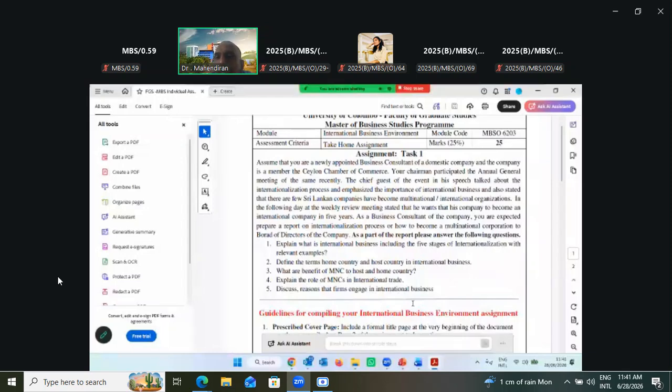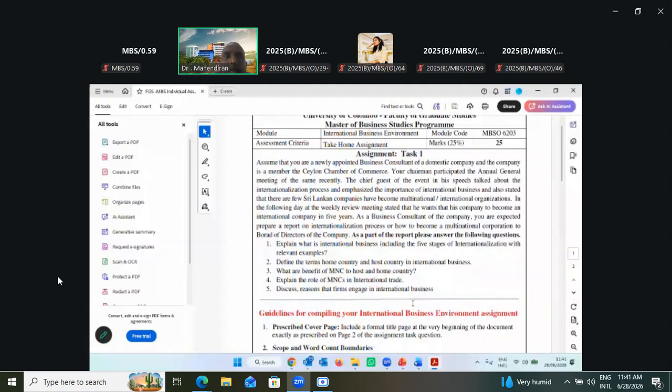Consider a domestic company, and the company is a member of the Chamber of Commerce. Your chairman recently participated in the annual general meeting of the same. The chief guest of the event, in his speech, talked about the internationalization process and emphasized the importance of internationalization of business, and also stated that Sri Lankan companies have become multinationals. So you have to write all this. Okay, you can say others are already done, so that we also can become.